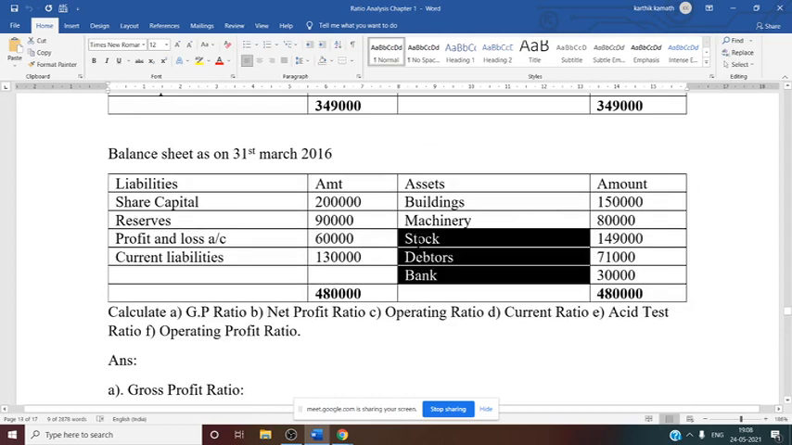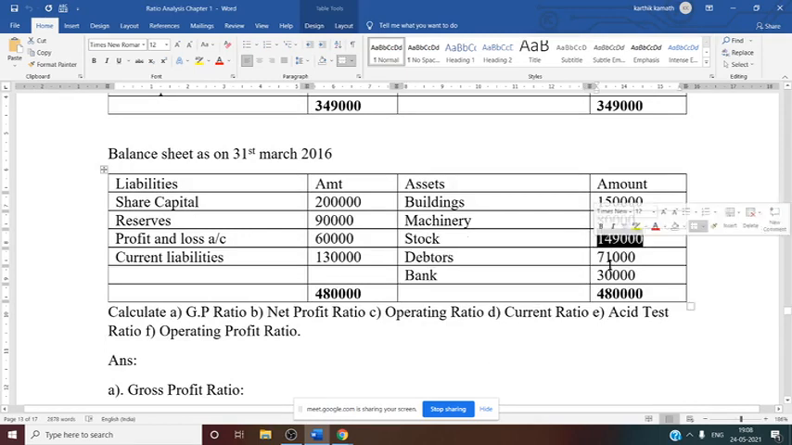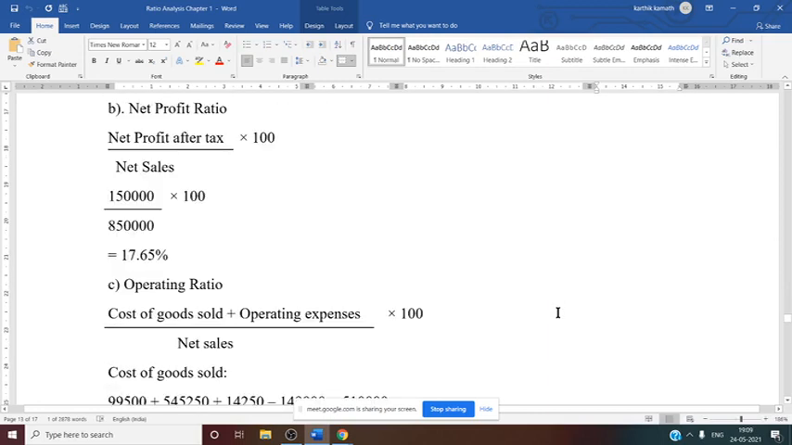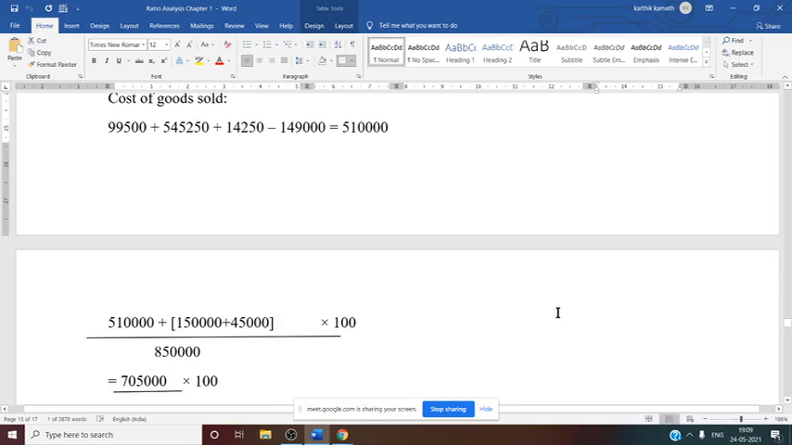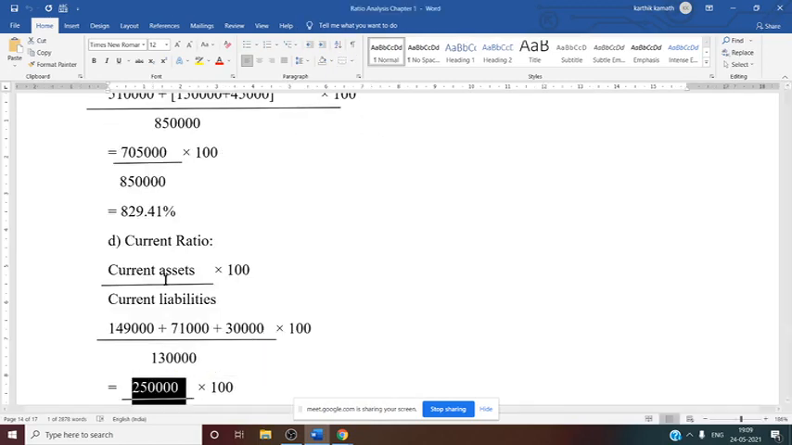Only three items need to be taken for the current asset calculation. One is stock, that is 1,49,000 they have given you. Then debtors, that is 71,000, and bank 30,000. Add all these three: 1,49,000 plus 71,000 plus 30,000. You need to write that amount in the numerator. The numerator amount is 2,50,000.